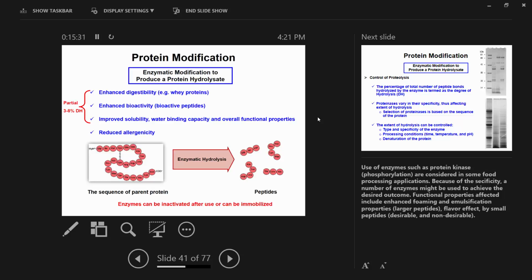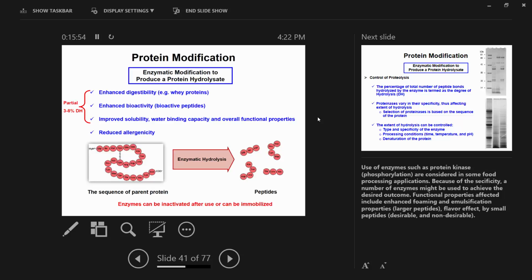You will have generation of bioactive peptides, and then overall, depending on the enzyme used, you can have improved solubility, water binding, water holding, gelation, emulsification, but again, it all depends on the type of enzyme you use and the conditions of hydrolysis.